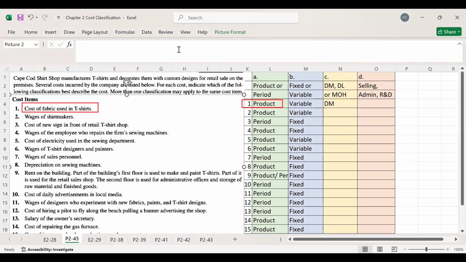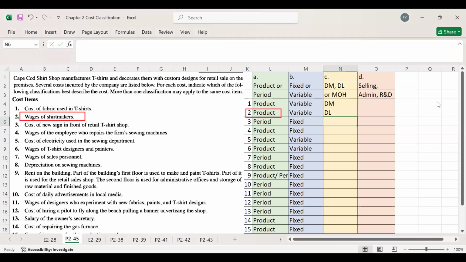The next example is about the wages of shirt makers. Obviously, shirt makers are those laborers who are converting raw material into finished goods. So they are called direct labor. We have already discussed direct labor. So they are direct labor.